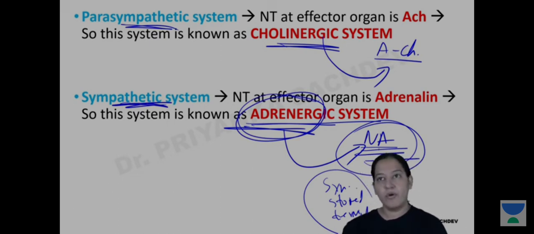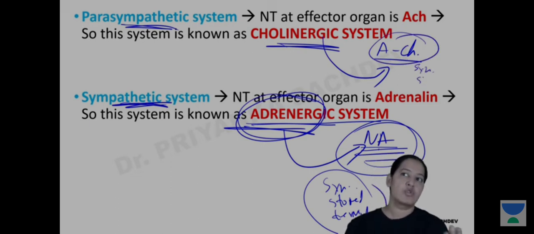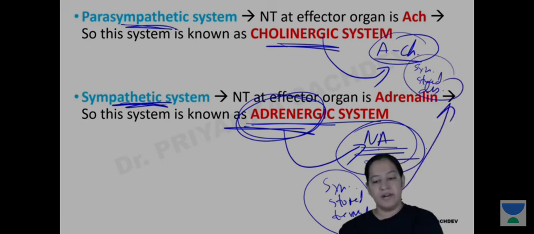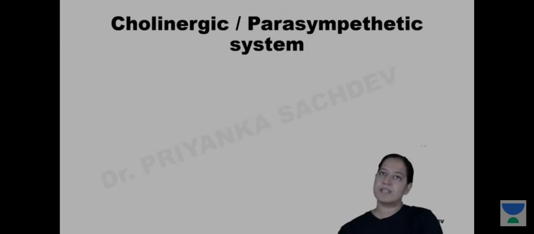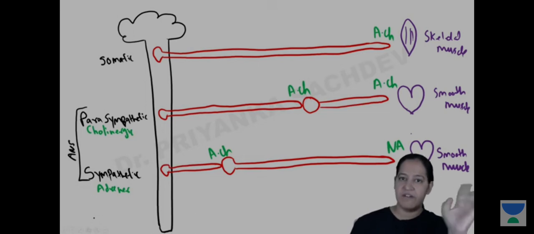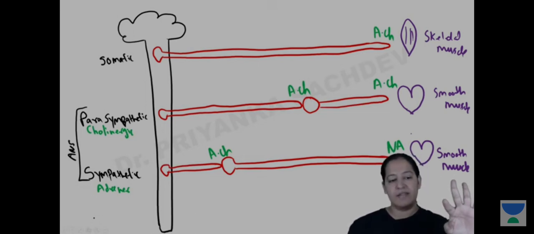Before that, I will just revise how acetylcholine is synthesized, how it is stored, and how it is destroyed, how its action is terminated. So you will compare it with noradrenaline, which I will teach you. Cholinergic system, acetylcholine, I have already taught you, but just in 2 minutes I will revise it so that you will have a better understanding of it.